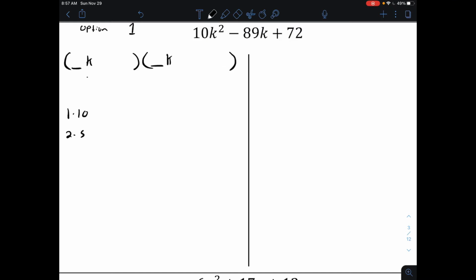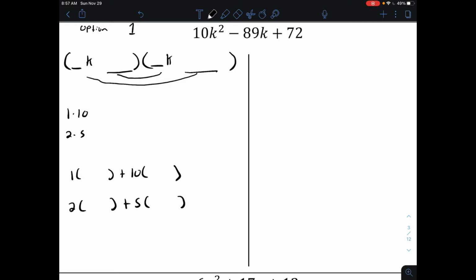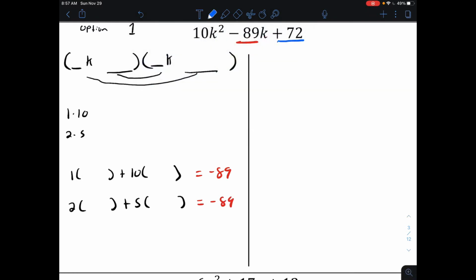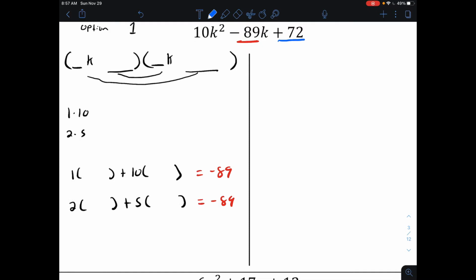Now, whatever numbers I pick are going to have to multiply to the second part of both of these binomials here. So it'd be 1 times something plus 10 times something, or 2 times something plus 5 times something, that has to make the middle number of negative 89. Well, those somethings that I have to pick from are the numbers that multiply together to make 72. So 72, factors that make 72.